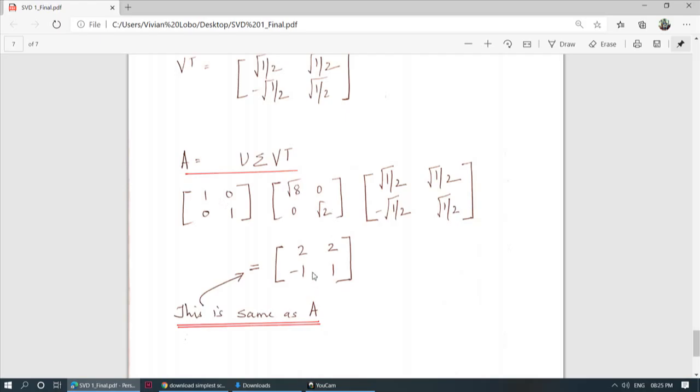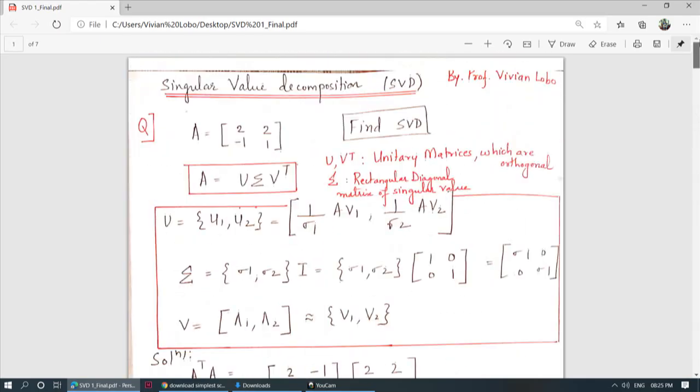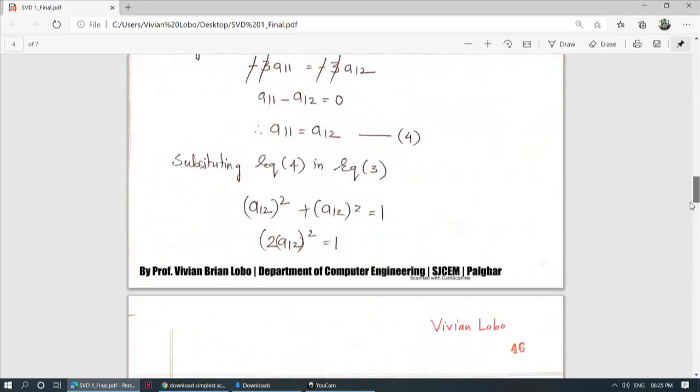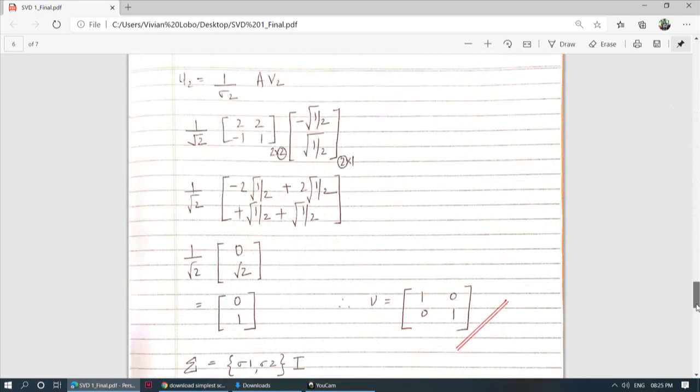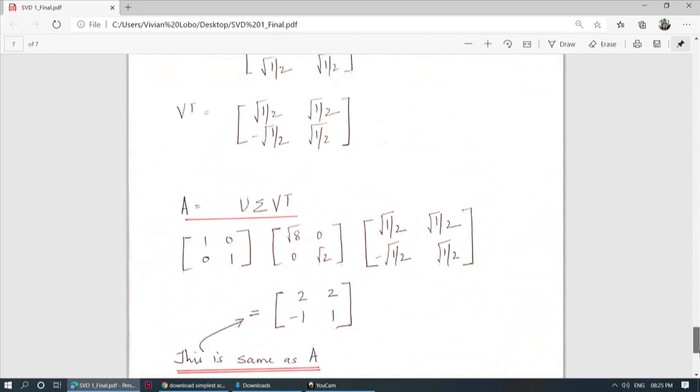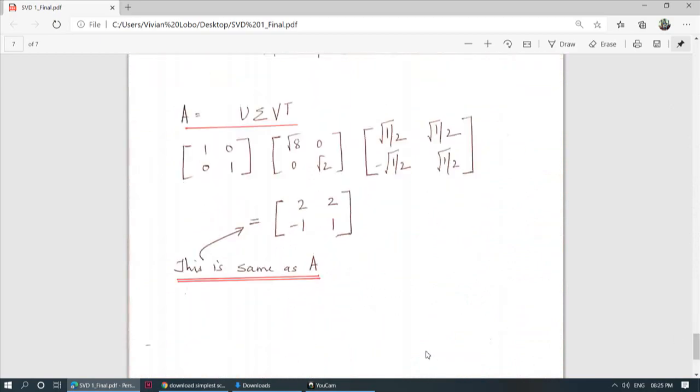And if you check, the value that you have obtained is the same: 2, 2, minus 1 and 1. It is the same as it was given in the question: 2, 2, minus 1 and 1. So this is how we can perform singular value decomposition for a 2 cross 2 matrix, which is one of the dimensionality reduction techniques. Thank you.